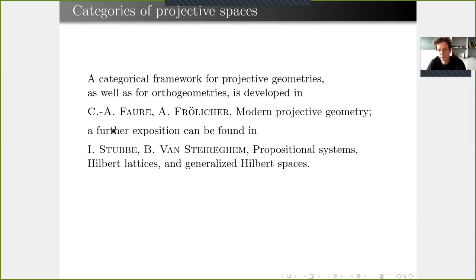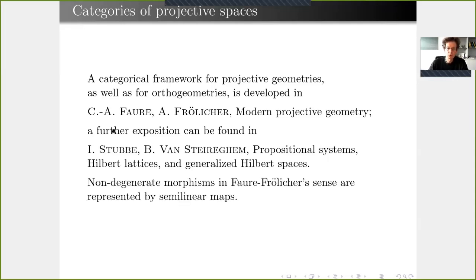What do we have on the side of projective geometry? On the side of projective geometry, also lots of work has been done concerning category. First to mention the monograph by Faure and Fröhlicher, and there's also a very detailed lengthy article by Schuber von Sperriger. The problem here is that the morphisms considered in this context are too special for us.